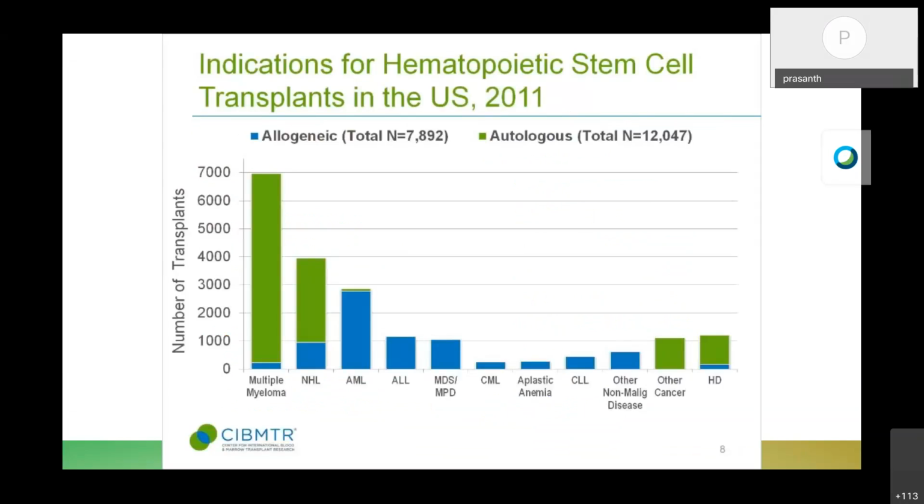So you can see the commonest indication is multiple myeloma, which is one of the commonest hematological malignancies, and mostly we do autologous transplant. The non-Hodgkin's lymphomas are the second common indication, again mostly autologous, and Hodgkin's lymphoma towards the end. Acute myeloid leukemia and acute lymphoid leukemia are again the second and third most common indications, and in AML and ALL, mostly we do allogenic transplant. Chronic myeloid leukemia used to be one of the commonest conditions where transplant was done. However, with the advent of targeted therapy in the form of imatinib, this cumbersome procedure is not done for CML anymore.